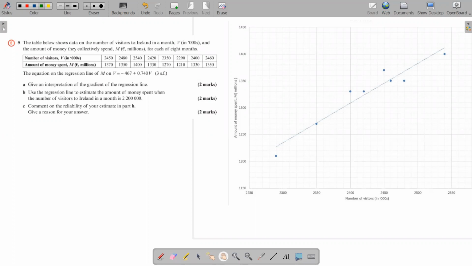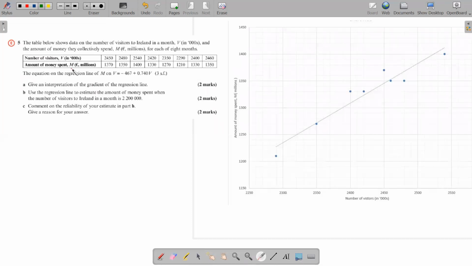Okay, so we're moving on to question number 5 in the same exercise. Again, they are telling you the table below shows the data on the number of visitors to Ireland in a month, V in thousands, and the amount of money they collectively spend, M, in millions. Now the scales are different, so check carefully. Your X is in thousands and your Y is in millions of euros.